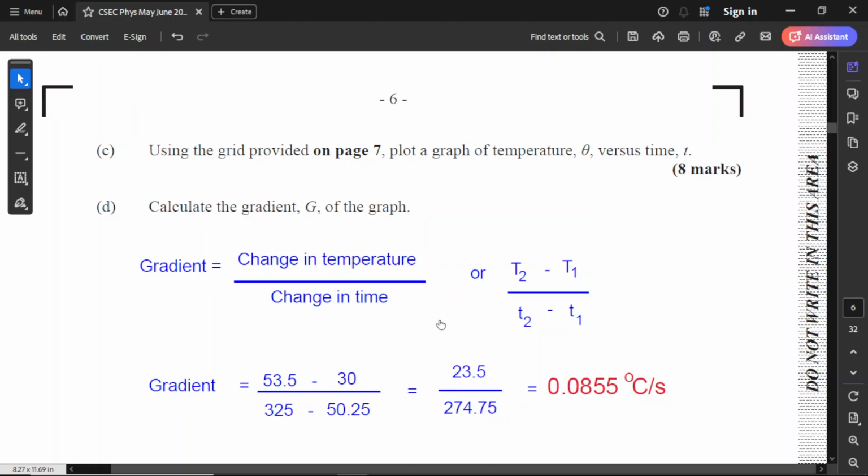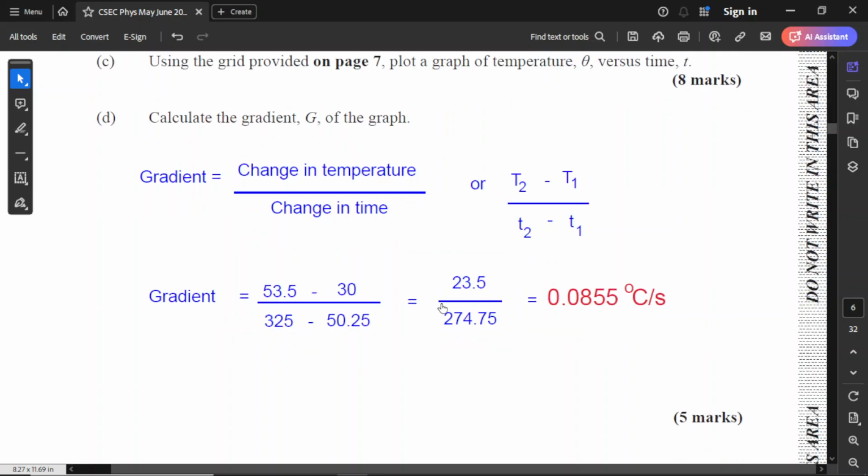All right, it's the change of y over the change of x that is acceptable, but do not write rise over run. All right, gradient now is equal to 53.5 based on the triangle that I have there. So I will show you just after this. And then that will minus 30. And then we have 325 minus 50.25 based on my triangle.